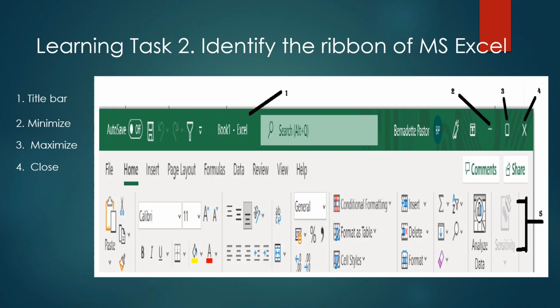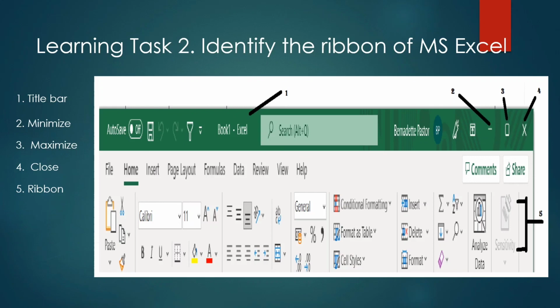Next, number 5, these are a group of tools under the tab Home. This is the ribbon. Did you get it all correct? We have the title bar. It is where the name of the file and the application that is currently open are shown.